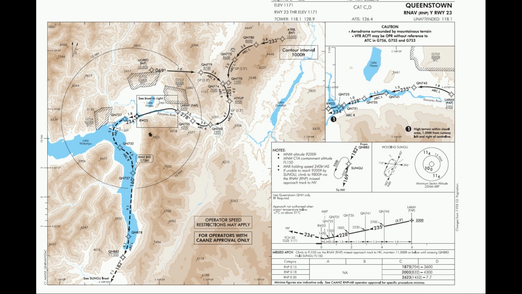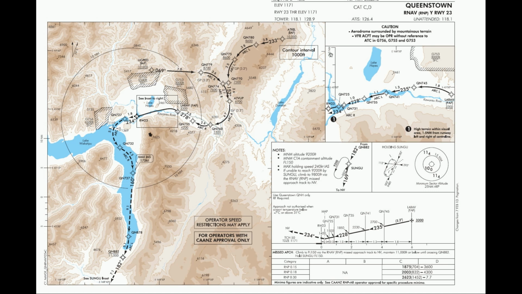So the whole procedure is not in the database, unfortunately, for this very nice approach. So I have created a modified file for your PMDG nav database. If you're interested, I will put the link in the YouTube video description, and you can just back up your STAR file first and then replace it with the new one, and you will have the RNAV Yankee 23 if you want to try this very nice approach in Queenstown, New Zealand.